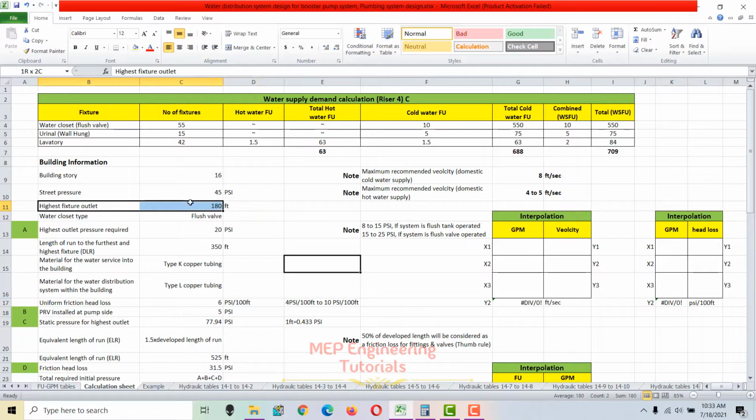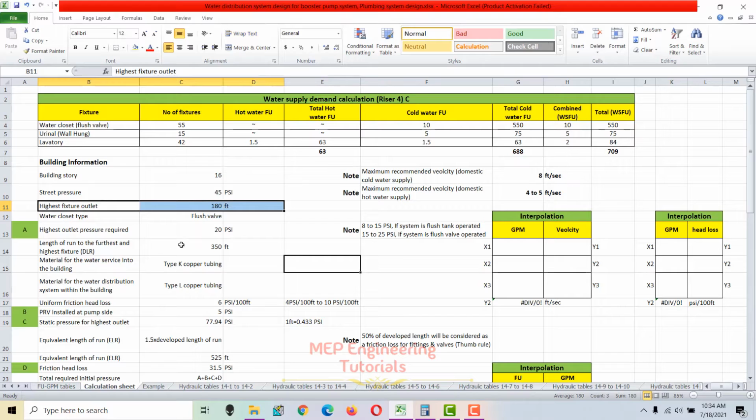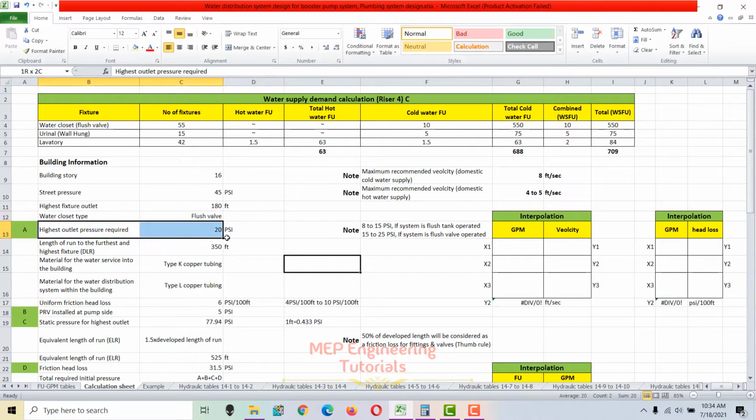So we need to write this one in here because later we have to calculate the static pressure for the highest outlet. That's why we have to write this here. So next thing is you have to check the highest outlet pressure requirement. Since the highest outlet which we use is the water closet and it's a flush valve operated water closet, based on this we have to write the highest outlet pressure requirement.